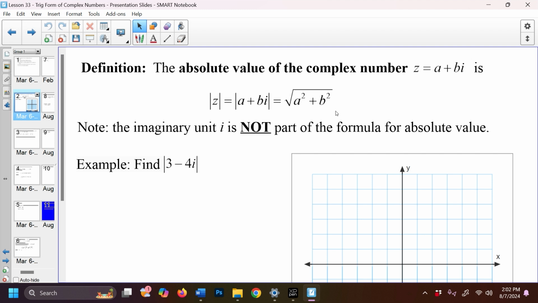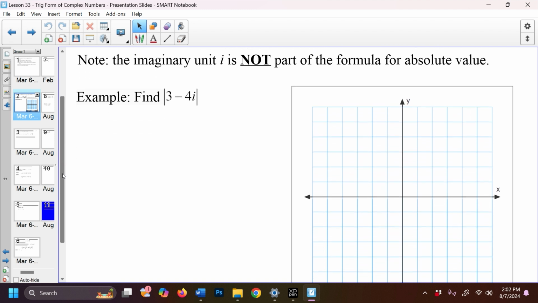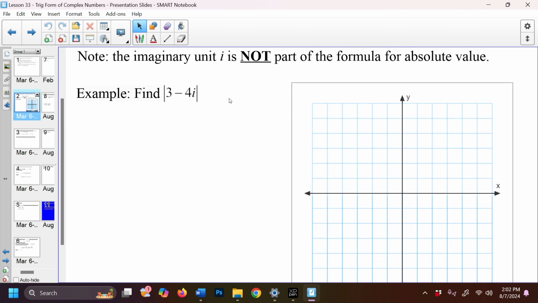If you go back to your Algebra 2 class, absolute value was defined as the distance along the number line to 0. The absolute value of a complex number is similar in that, in the complex plane, it is the distance from the origin to the point in the complex plane. Now I have an xy axis here. That really isn't correct, so let's call the horizontal axis the real axis, and the vertical axis the imaginary axis.